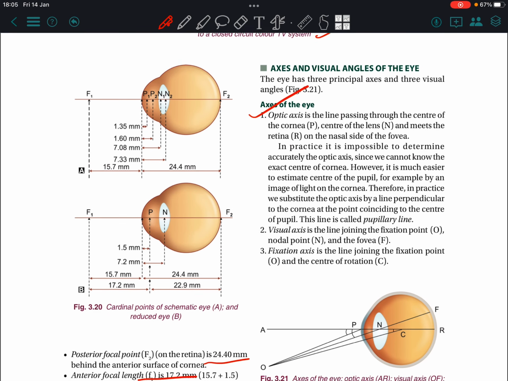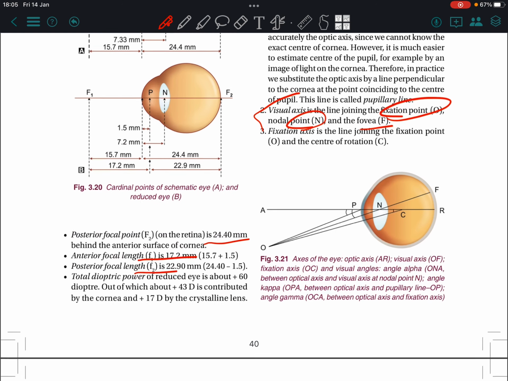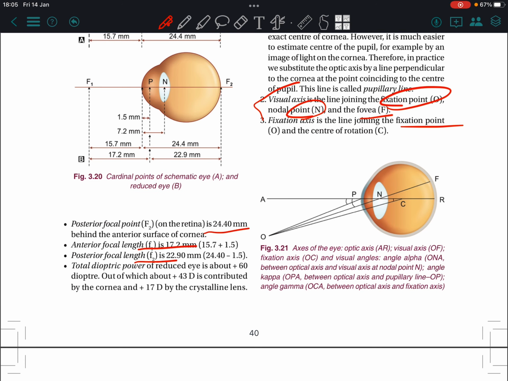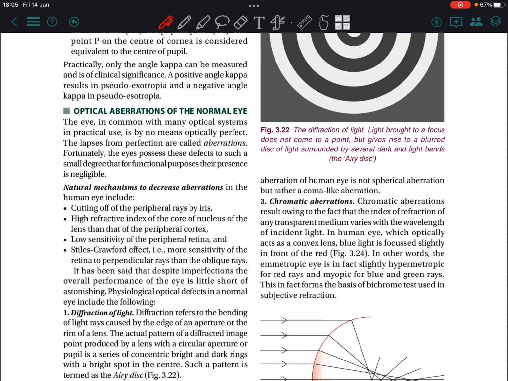Axes and visual angles. Optic axis is a line passing through the center of the cornea, center of the lens and retina. Visual axis is the line joining the fixation point, nodal point, and fovea. Fixation axis is the line joining the fixation point and the center of rotation. Visual angles: angle alpha, angle gamma, angle kappa.